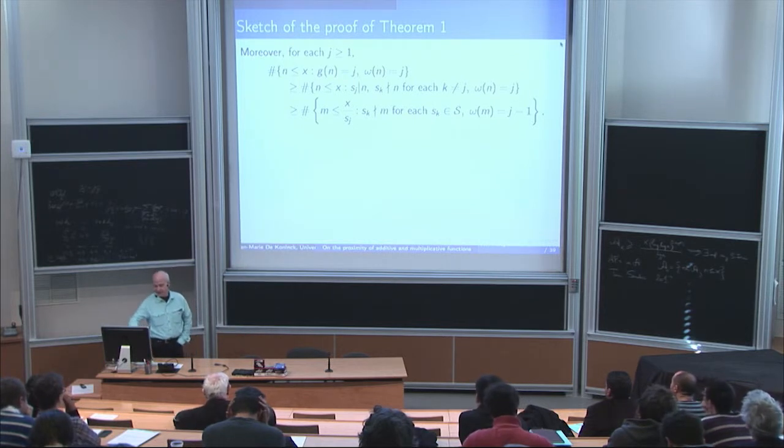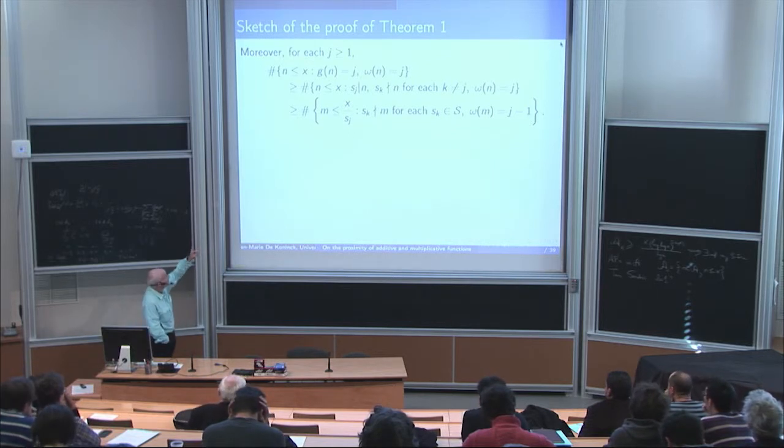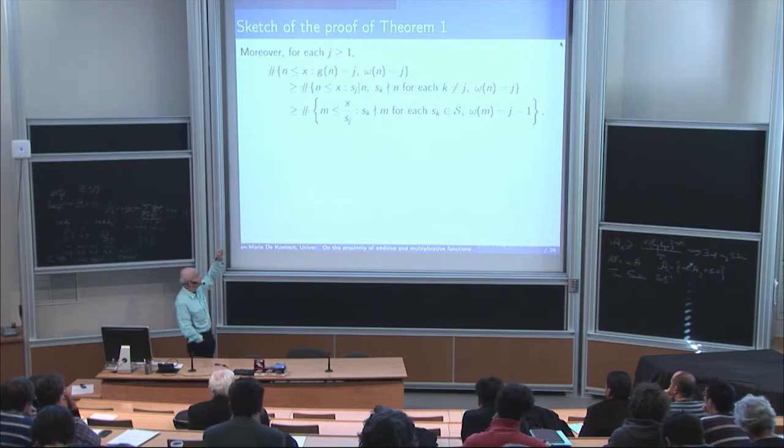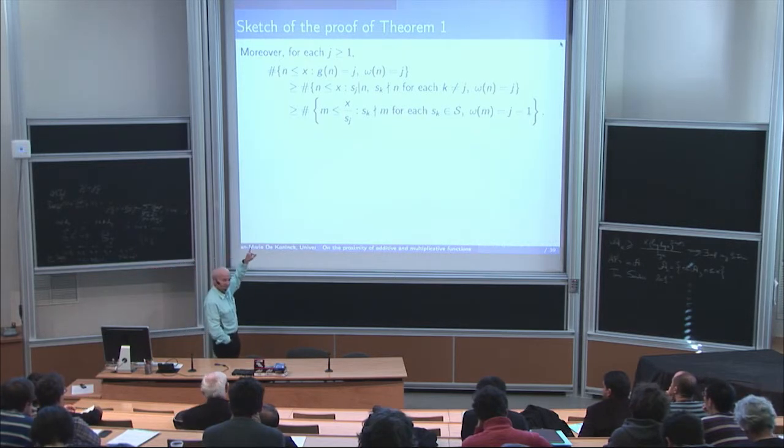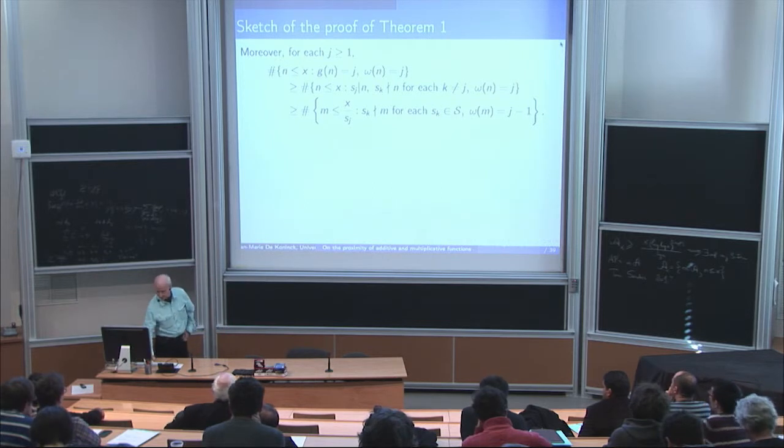And then if I write that otherwise, the third line here, it's really bigger or equal. It's not necessarily equal because it's implicit there that I demand that S_j squared does not divide n. I just want S_j to divide n. And then obviously omega of m is j minus 1.